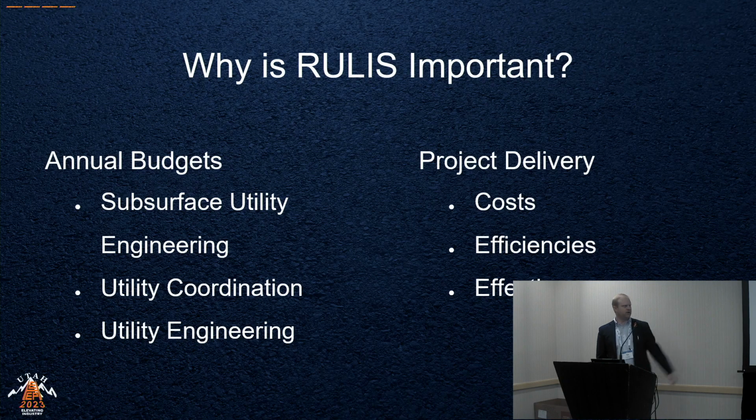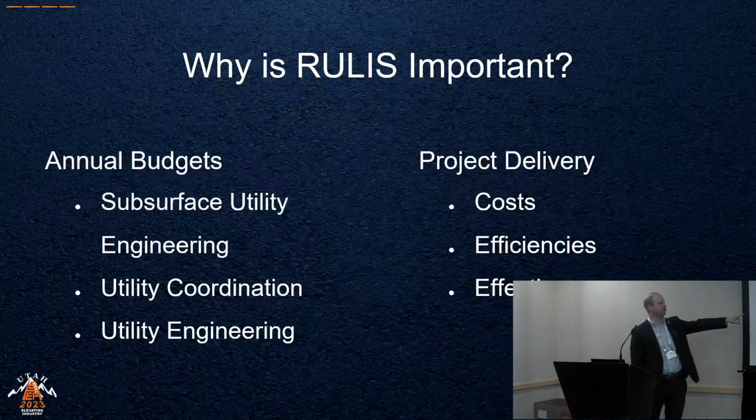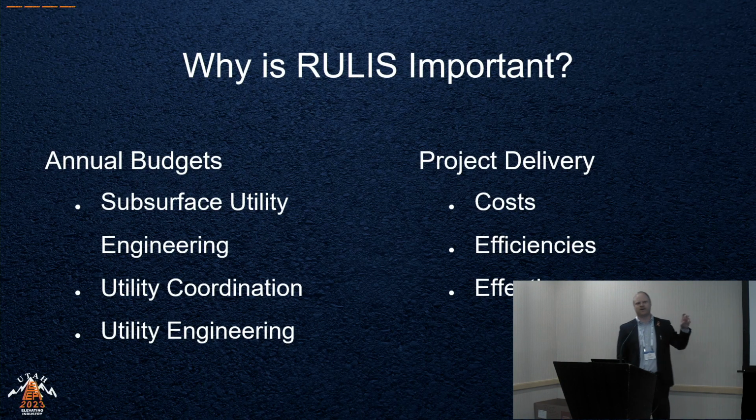Subsurface utility engineering, so the SUE, as many of you know it by, and utility coordination and utility engineering contracts that we have, $70 billion is what we're spending on those. We just created a new function code for utility coordination, so we're able to extract the amount that we're spending on utility coordination.